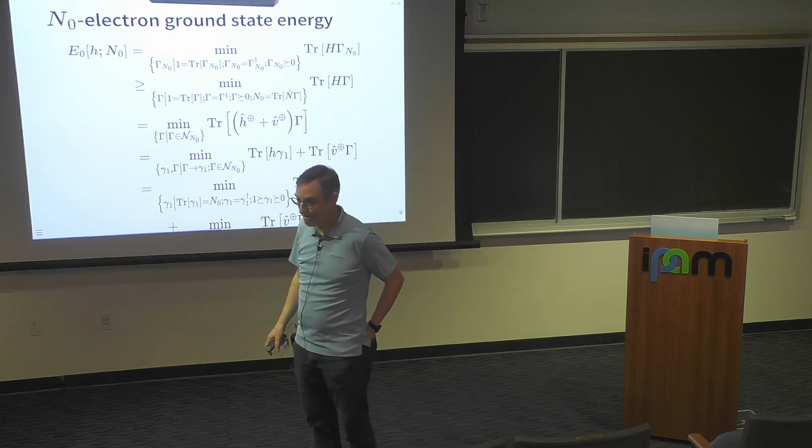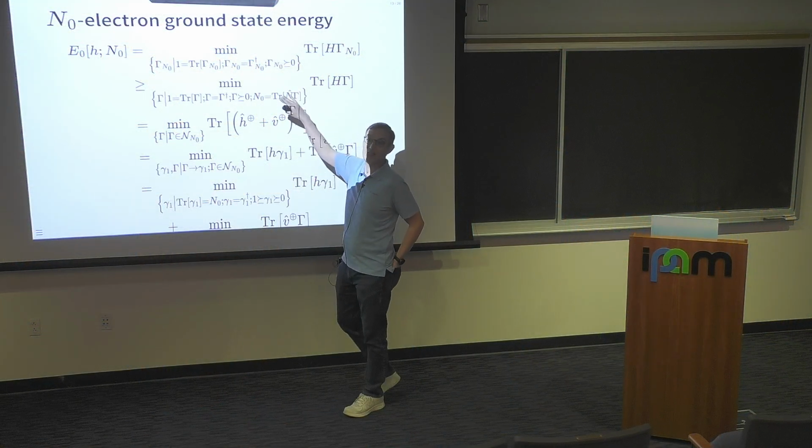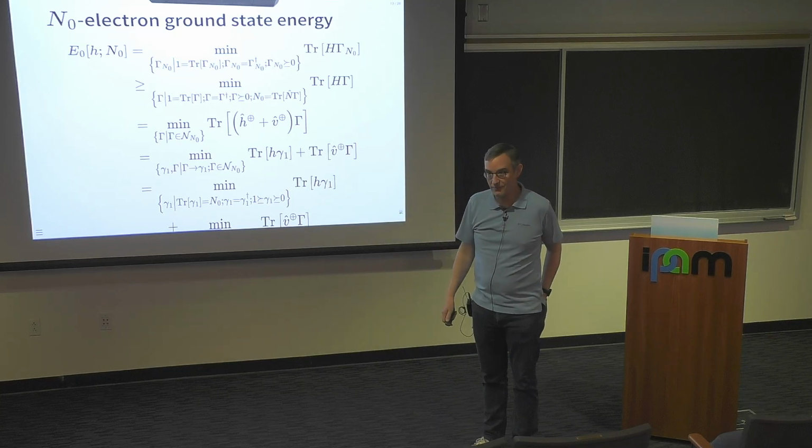Is it strict because the minimizing set is now bigger? Here it had to be an eigenfunction of the number of particles. Now I just say any expectation value of the possible number of particles, just an expectation. Yeah, that's it.